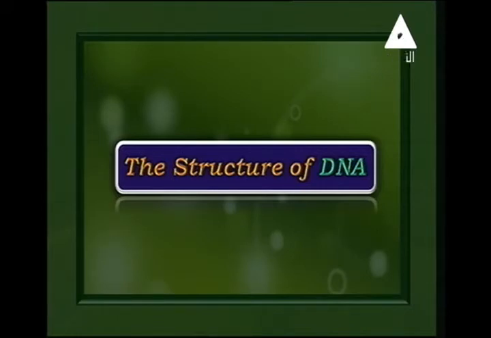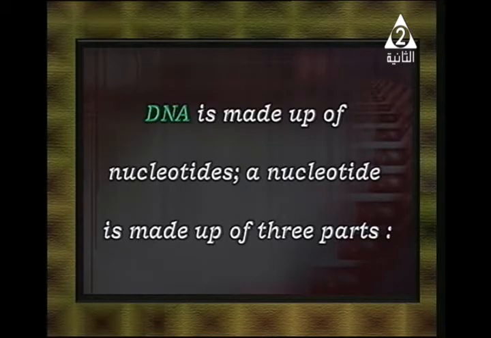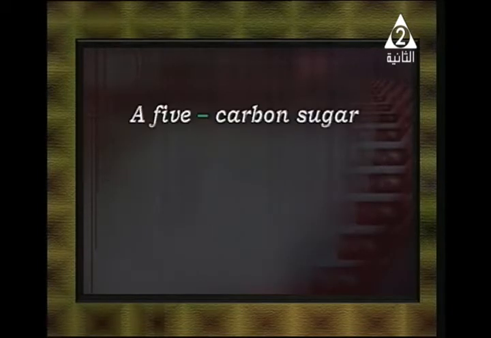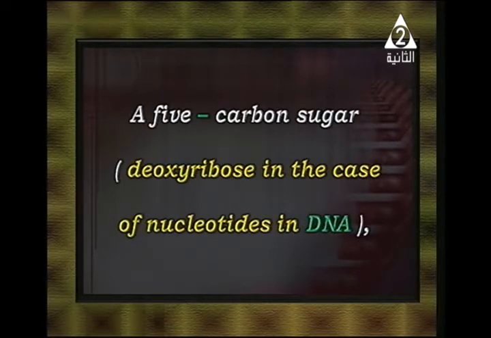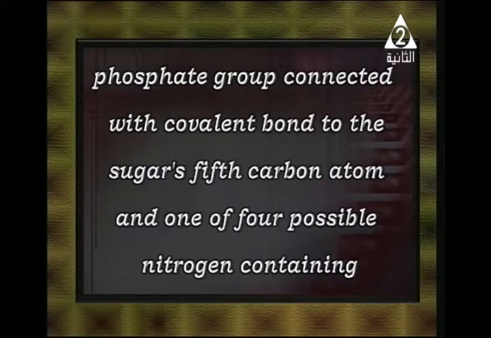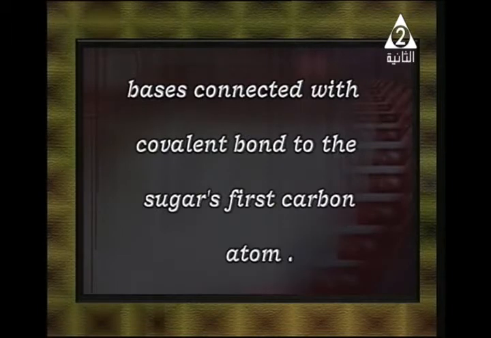Okay, and right now we're going to start the experiment, as a continuation of the experiment of Franklin. She supposed that DNA is made up of nucleotides, and a nucleotide is made up of 3 parts, as we said: a 5 carbon sugar, deoxyribose sugar in the case of DNA, and ribose sugar in the case of RNA, and a phosphate group. They are connected with what? With the sugar's 5th carbon atom, and also one of the nitrogenous bases, which is what? It may be adenine, thymine, guanine, or cytosine.